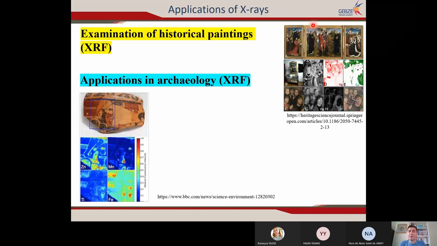Another important application is in archaeology, again by using X-ray fluorescence. For example, here there is an archaeological part from ancient Egypt, and you would like to investigate which materials are used within that archaeological material. Here you can see element-specific zinc, manganese, iron, and titanium images of that archaeological part. So this type of investigation gives us very nice information about history and archaeology.